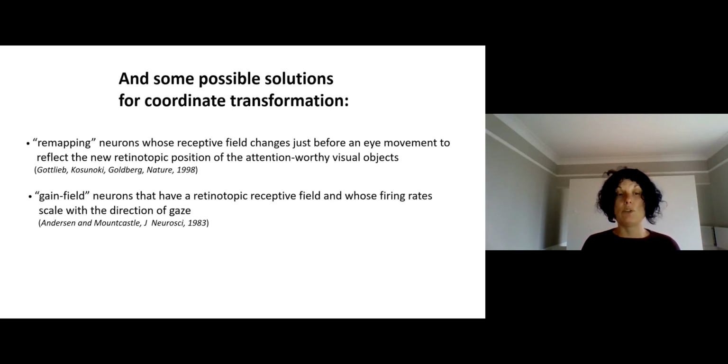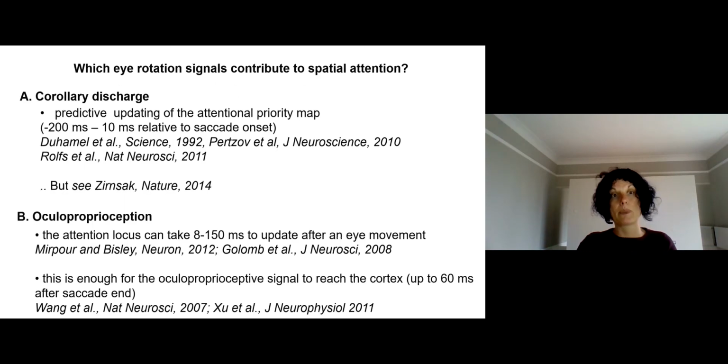Now, what I want you to notice is that both these ways of transforming the coordinates of the retinotopic map, of the attentional priority map in retinotopic coordinates, to body-centered or head-centered coordinates involve the need of extraretinal information which conveys the rotation of the eyes in the orbits.